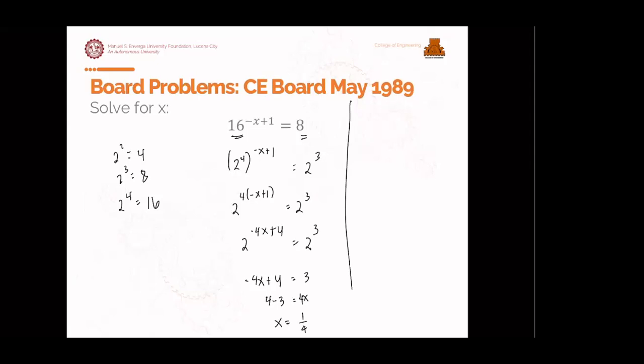So, checking is kapag substitute natin yung value na nakuha natin sa x and then we will get the same value which is 8. Okay? So, checking natin. Okay? 16 raised to negative x plus 1. So, substitute natin. So, negative 1/4 plus 1. And then, 1 minus 1/4 or negative 1/4 plus 1 is equals to 3/4.